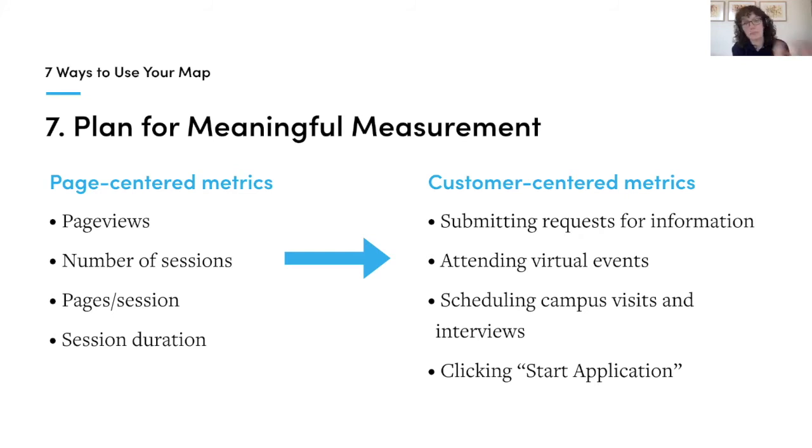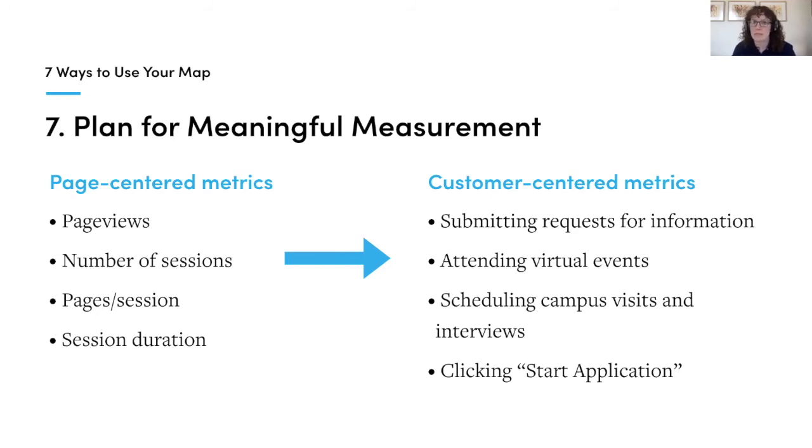That's important. You want to capture that. You don't want to stop those efforts, but the map helps us start to move to more customer-centered metrics, specifically looking at the actions that take place and what your key conversions are. It helps us start to think about how we can measure whether or not students are moving through the journey. How do we know if they're moving from one phase to the next?